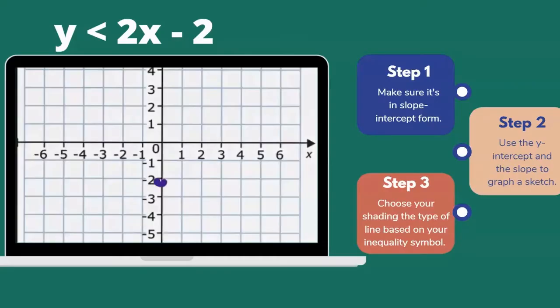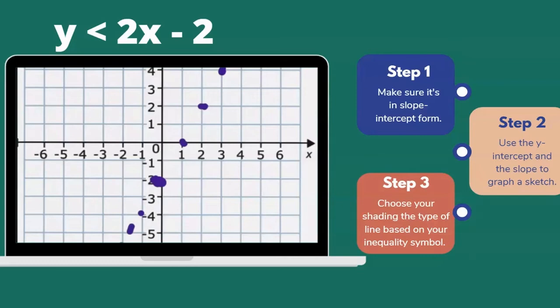The first step we need to do is decide if this is in slope-intercept form, and it is. Next, we'll use the y-intercept, which is -2, and we'll use the slope to create a sketch of our graph. So from our y-intercept, we can go up 2 units and to the right 1, or we can go down 2 units and to the left 1 in order to create our graph.